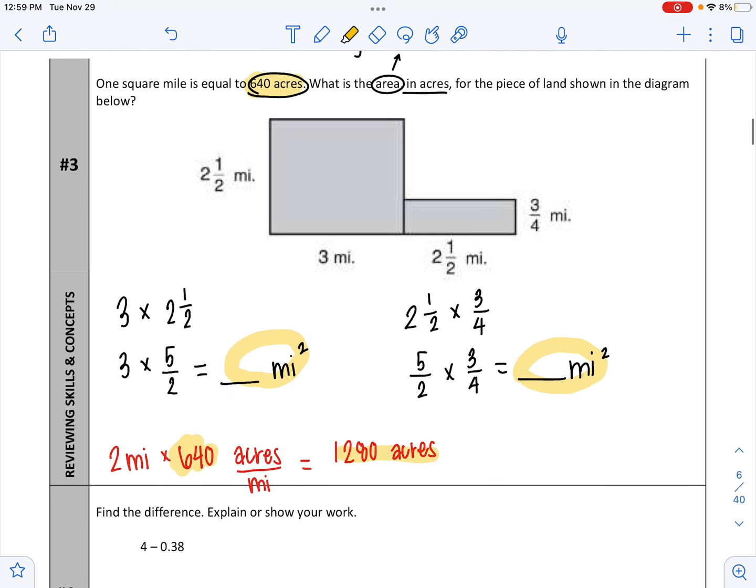And question 4 is just another decimal subtraction question, so make sure you're showing your work there.